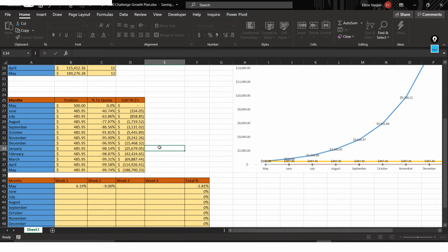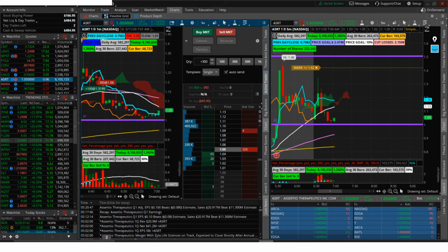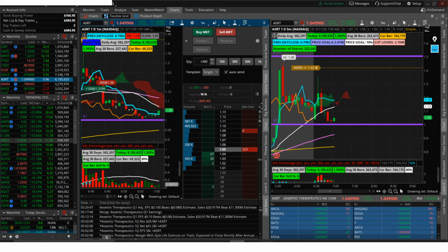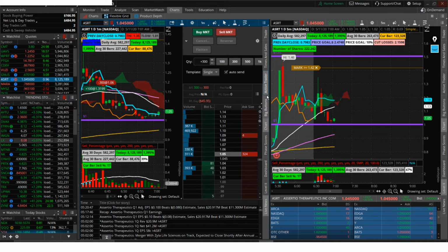Let's say 9%. 485.95. That's my buying power, 484. 0.1%. I don't know, I'll figure it out, but basically I'm just down for the day.